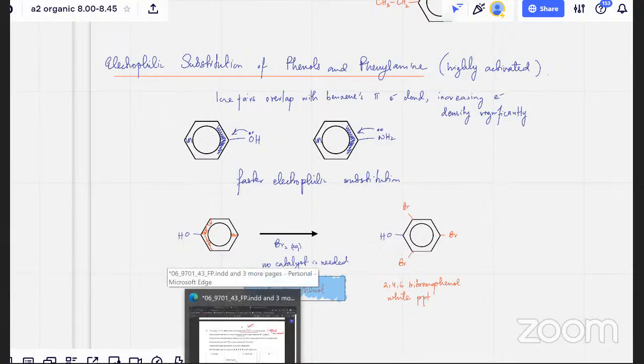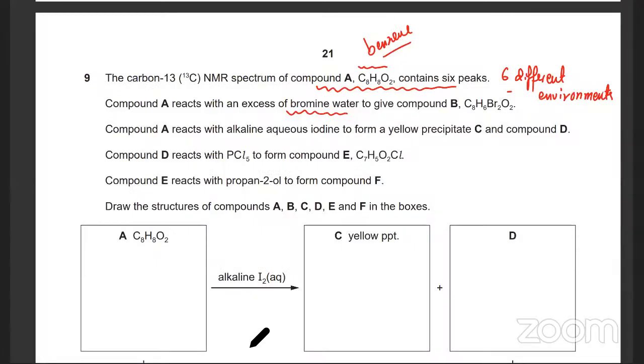But if I go back to the question, my hunch is that it's reacting with bromine water. So based on this, the compound might be a phenol. But remember, it's got more carbon atoms than that. It's got 8 carbon atoms. So it might be a phenol, or it might just contain a plain old alkene group, because that is also going to react with bromine water.